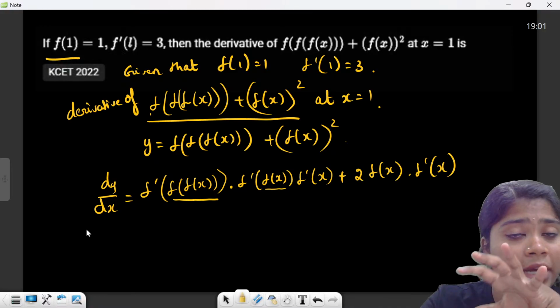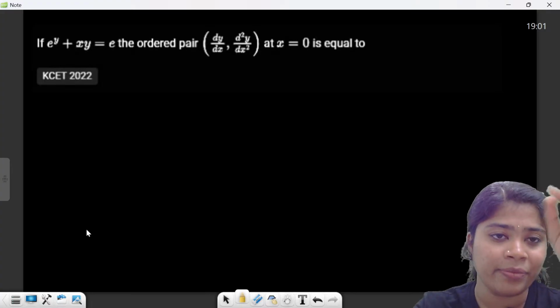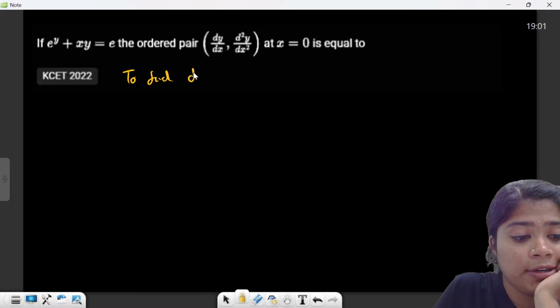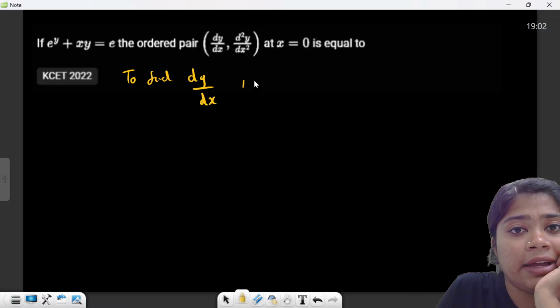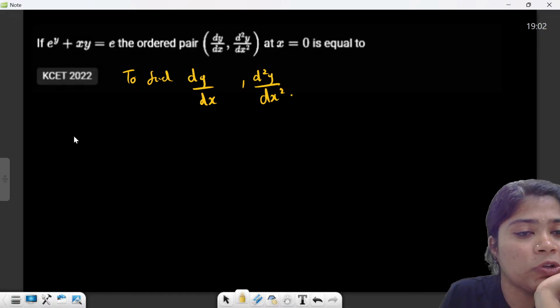I hope you guys understood. This kind of trick only they have, nothing much. Okay, so you try to solve this. Here we are looking to find dy by dx and d square y by dx square. Okay, so let's solve this.